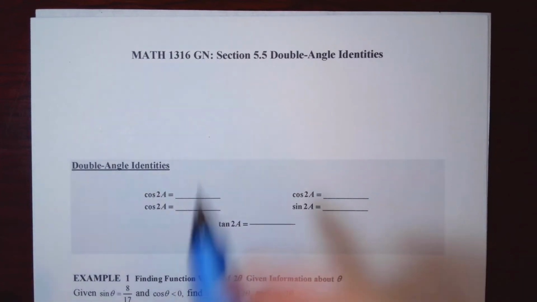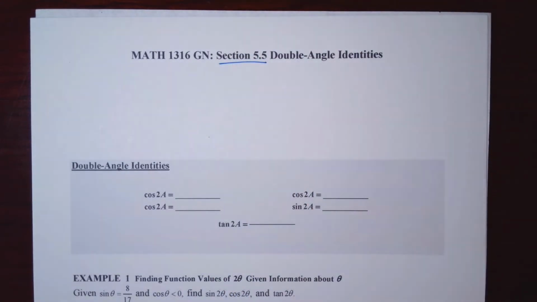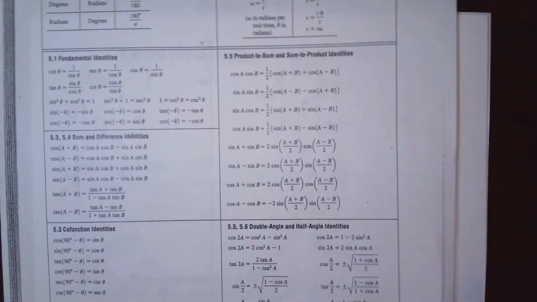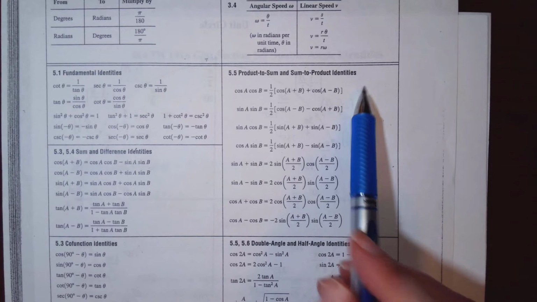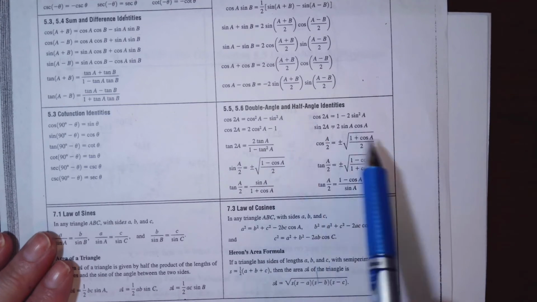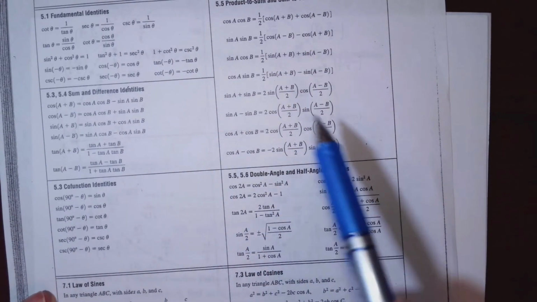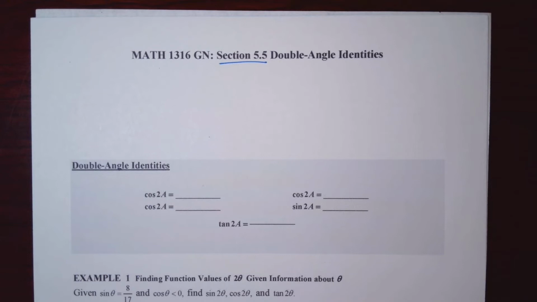As we move into section 5.5, we've gone past our sum and difference identities into our double angle identities. If you've got your identity sheet handy, you can see that you have this big section here of product to sum and sum to product. And right down here, we've got double angle and half angle identities. These are the two sections, all of these formulas and identities, that we're going to be talking about in this section and in 5.6 as we wrap up chapter 5.